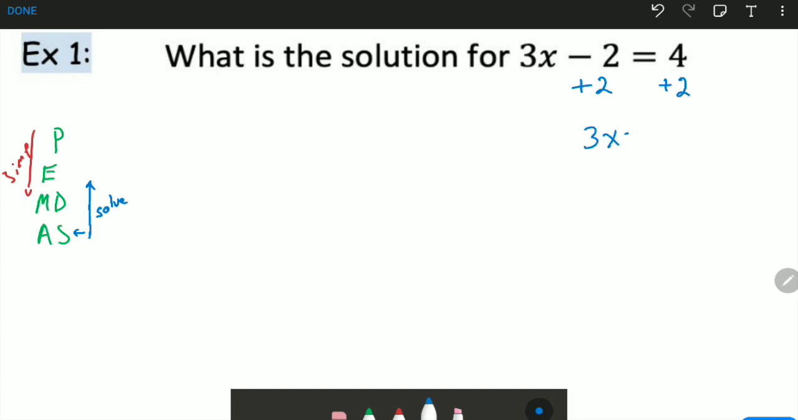Gives me 3x equals 6. And then we get rid of multiplication and division. So the opposite of multiplying by 3 is to divide by 3. So x is 2. Remember that you need to use opposites when you are canceling out operations, and your goal is to get x, or your variable, by itself.